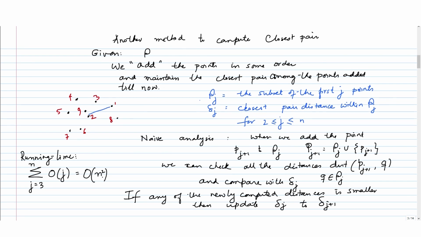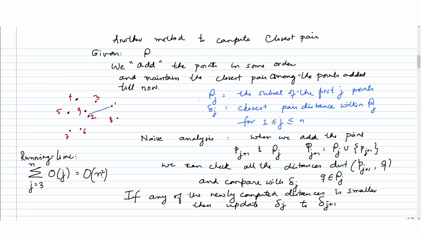We started with a naive algorithm where we compared every pairwise distance, and we wanted to do something better than that. I motivated this by saying that we had a divide and conquer algorithm, but this one was supposed to be at least as good as that and actually simpler. Okay.